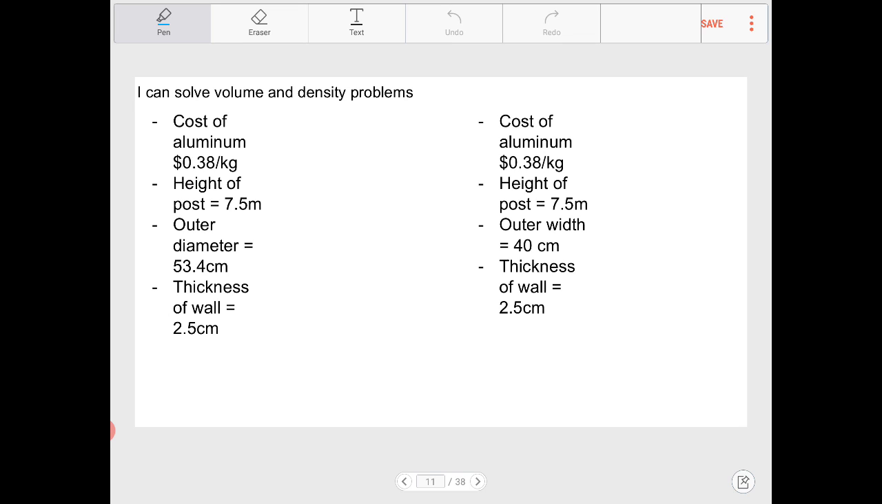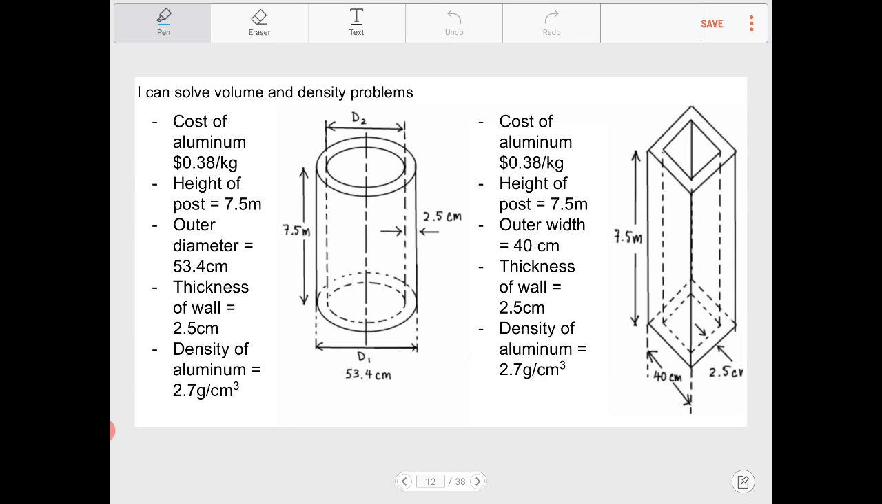So I have all the information from the previous slide listed out. I'm going to draw both a cylinder as well as a rectangular prism with a hollowed center, which will look something like this, and I've labeled all the various dimensions. Both of these will have a thickness of 2.5 centimeters. Both of these will have a height of 7.5. The outer diameter is 53.4. The outer edge here is 40.